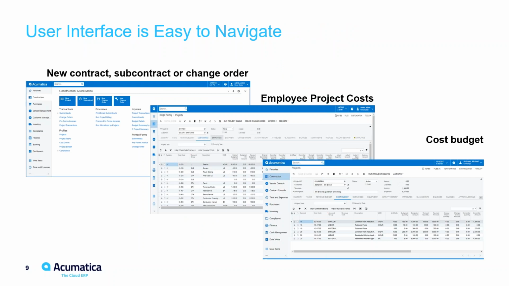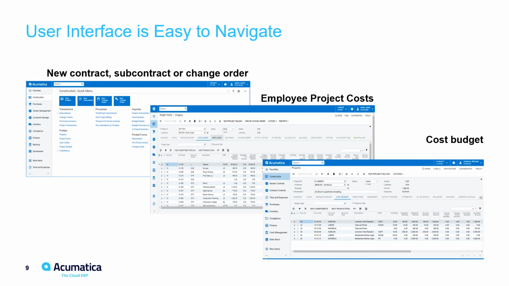The interface, as we get into the program, you'll see is super easy to navigate. It's real clean. You'll find that the entry screens look very similar. The subcontract screen is a similar entry to the change order screen, which is a similar entry screen to the budget. Once you know the flow of where you're at in the system, it's very easy to navigate from screen to screen.